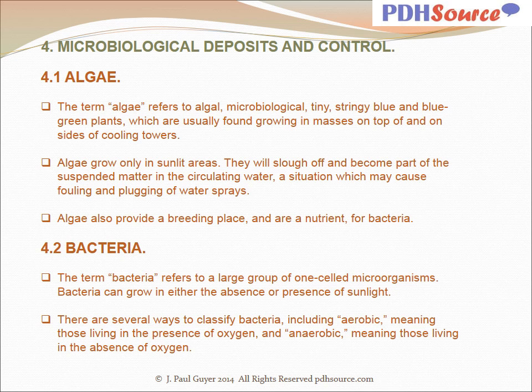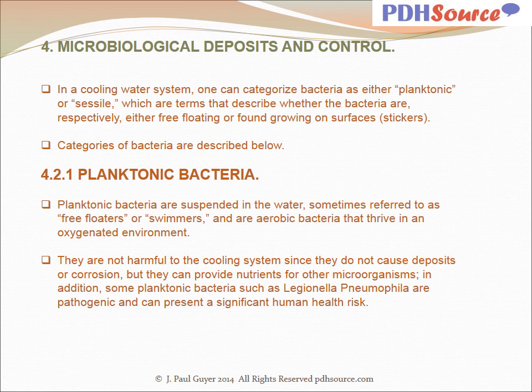The term bacteria refers to a large group of one-celled microorganisms. Bacteria can grow in either the absence or presence of sunlight. There are several ways to classify bacteria, including aerobic, meaning those living in the presence of oxygen, and anaerobic, meaning those living in the absence of oxygen. In a cooling water system, one can categorize bacteria as either planktonic or sessile, which are terms that describe whether the bacteria are, respectively, either free-floating or found growing on surfaces, commonly referred to as stickers. Categories of bacteria are described below.